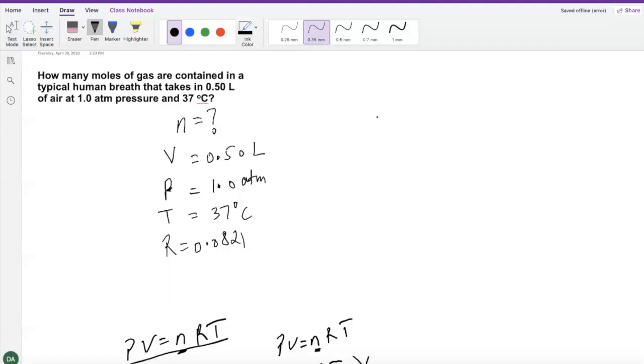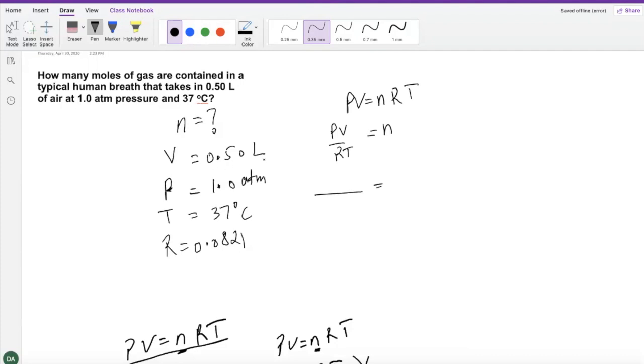What equation do we use? The ideal gas equation, which is PV equals nRT. What are we looking for? N. And what is N equal to? PV over RT. Now, guys, can I just put all these numbers in here, or do I have to change something?